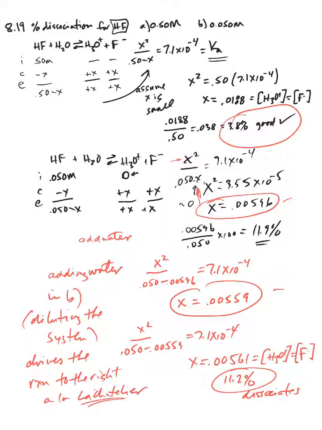Okay, so diluting the protons and the fluoride is going to have a larger effect than just diluting the denominator, the HF. And since you're making the numerator too small, basically the Q value becomes small, becomes less than K. That drives the reaction to the right. And so we get more dissociation.